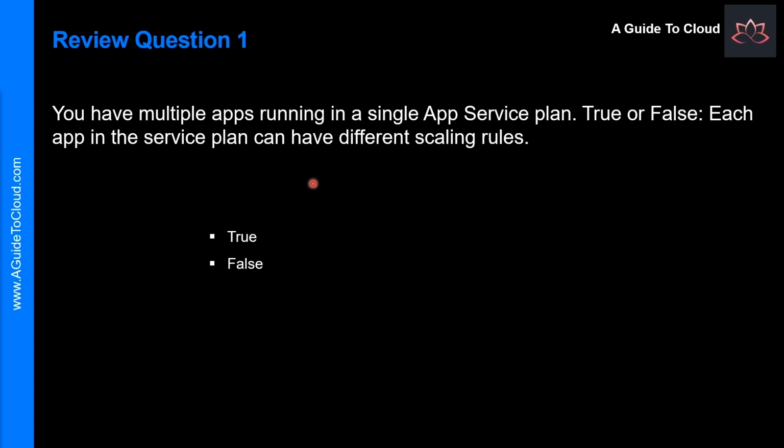You have multiple apps running in a single app service plan, true or false. And each app in the service plan can have different scaling rules. Is it true? Definitely not. It's false. The app service plan is the scale unit of app services. If the plan is configured to run 5 VM instances, then all apps in the plan run on all 5 instances. If the plan is configured for auto-scaling, then all apps in the plan are scaled out together based on the auto-scale settings.